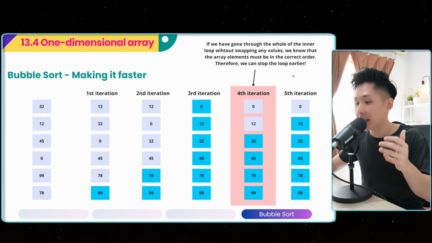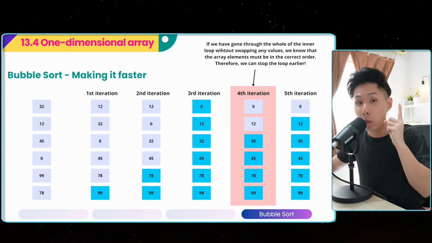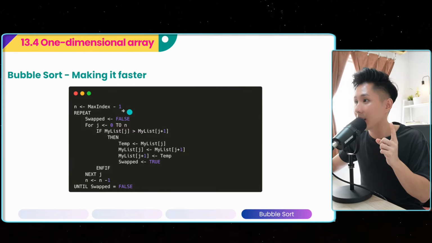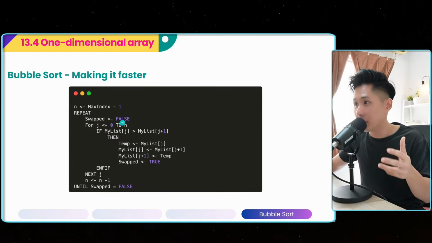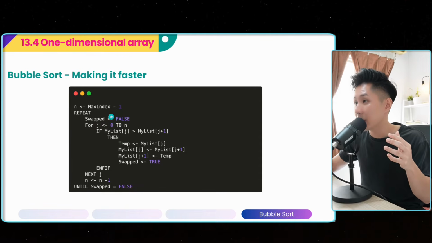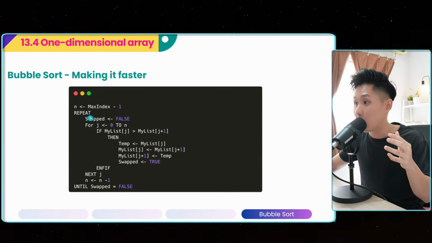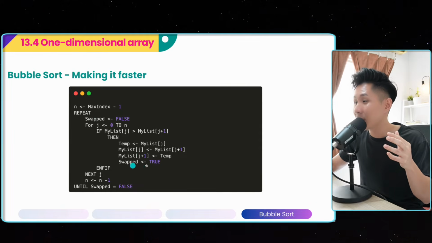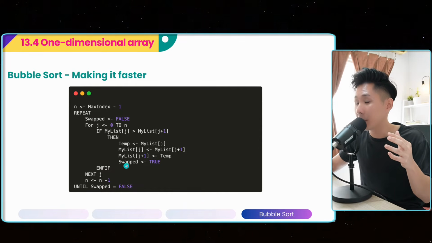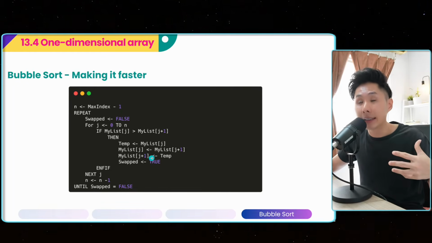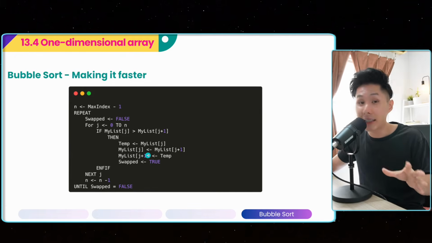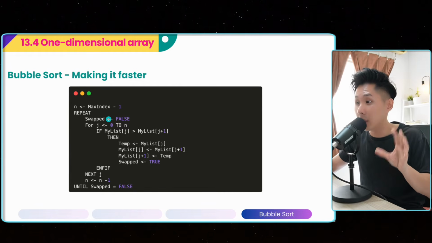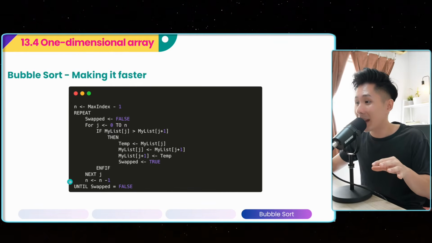And to track whether any swapping has occurred, I just need to add one more variable, which is swap, a variable that contains a Boolean value, true or false. Initially I assign a value of false to swap. And if any swapping occurred, I will then set swap to true. But if I go through the algorithm and no swapping has happened, meaning the swap value will remain false, this is when I can end the loop.